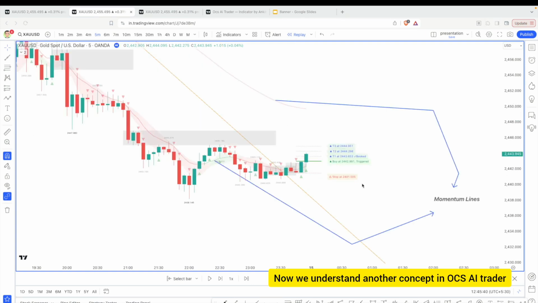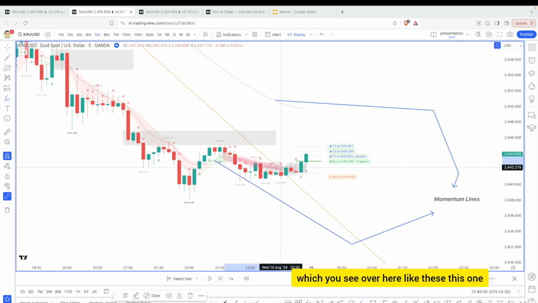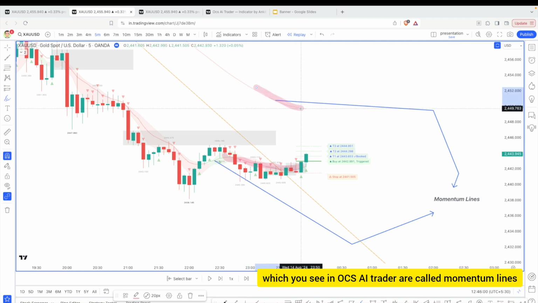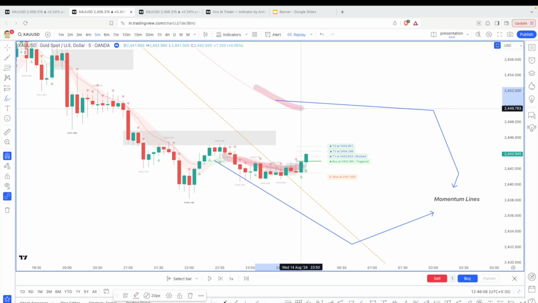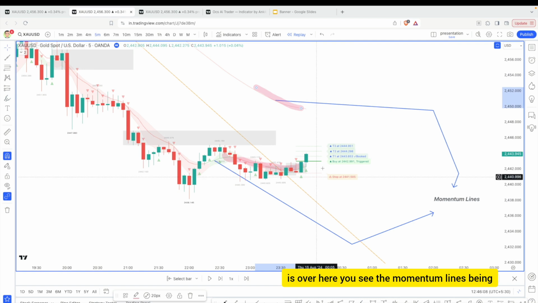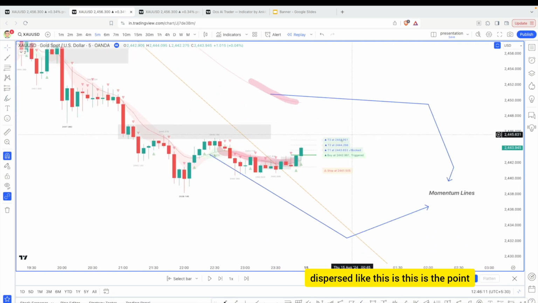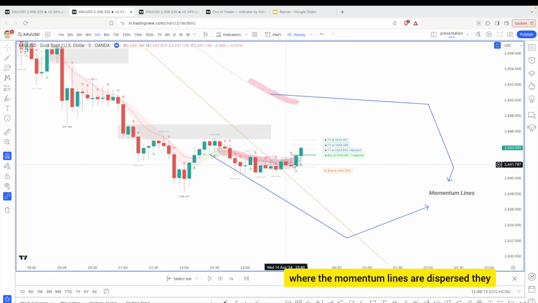Now we understand another concept in OCS AI Trader which is known as the momentum line. These two lines which you see over here, like this one and this one, are called momentum lines. So how to take a momentum line reference is over here. You see the momentum lines being dispersed, like this is the point where the momentum lines are dispersed. They are not very close, they are far away.